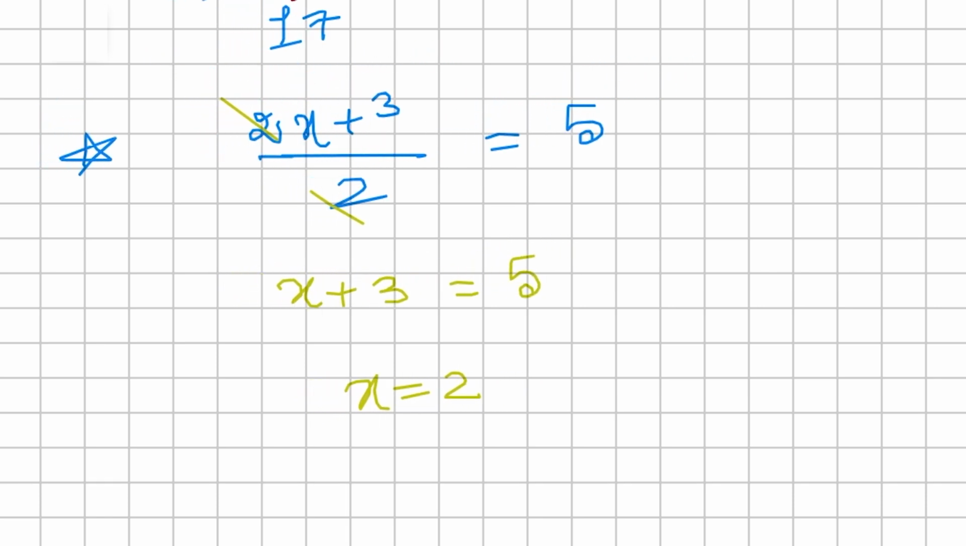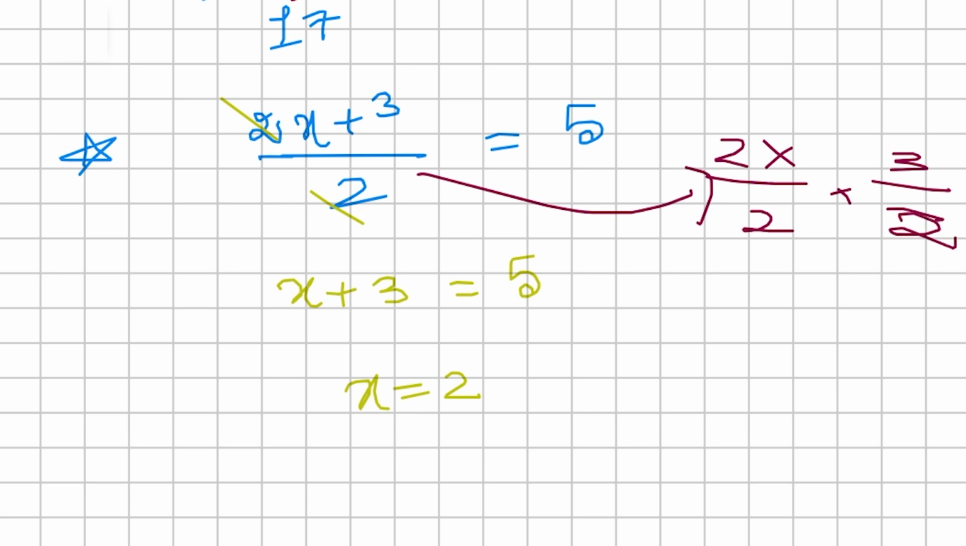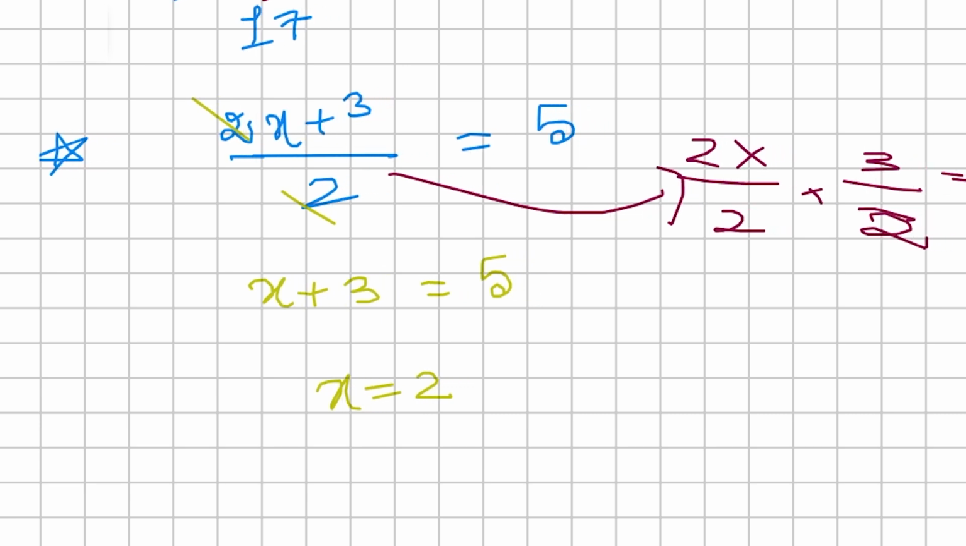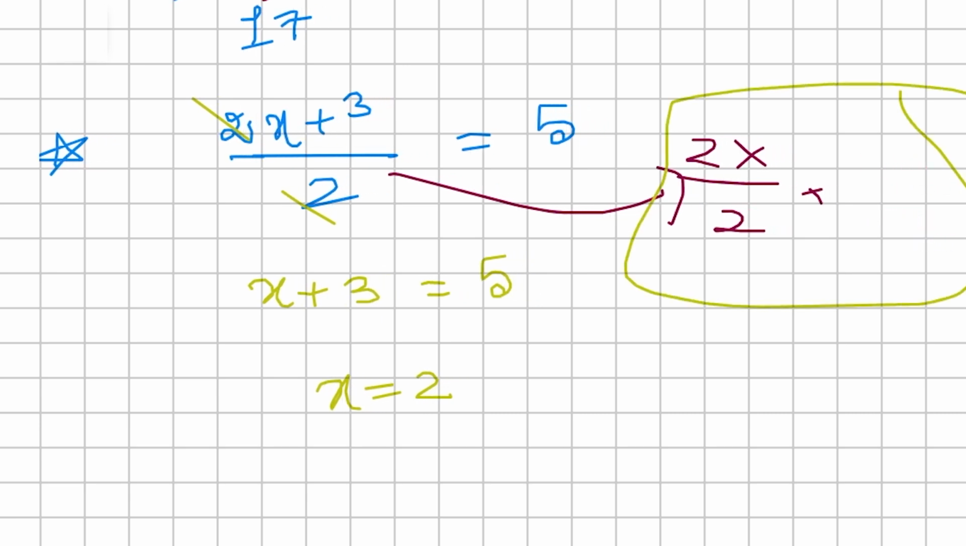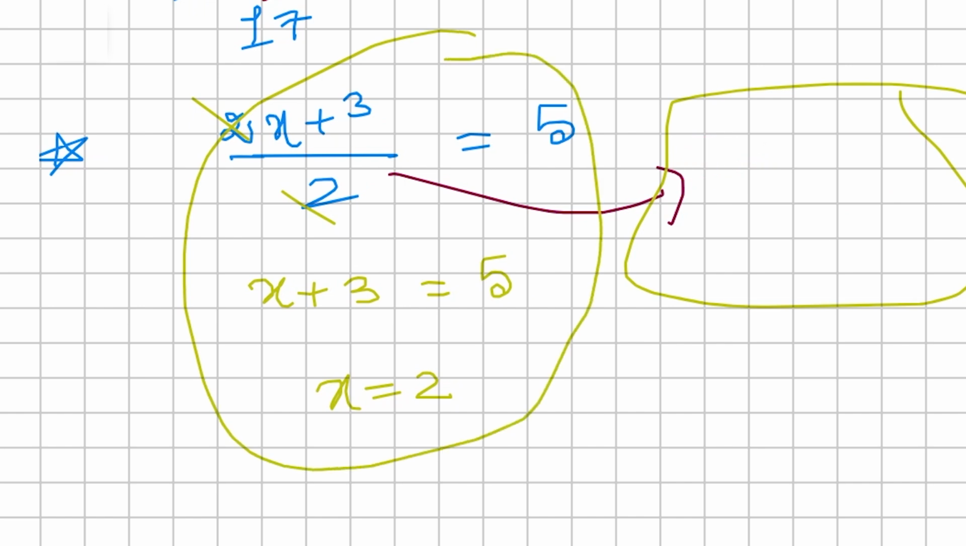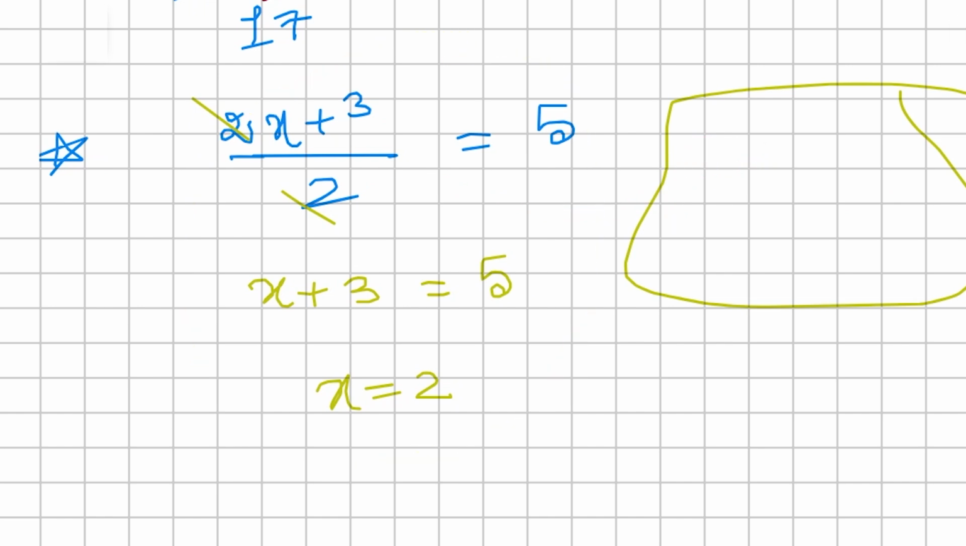Wait, but wouldn't this simplify to like... Yes, this is the correct method. So basically this process has an error. What is the error? This has to be divisible. This has to apply to all of the terms. Yes. So, finding the error.